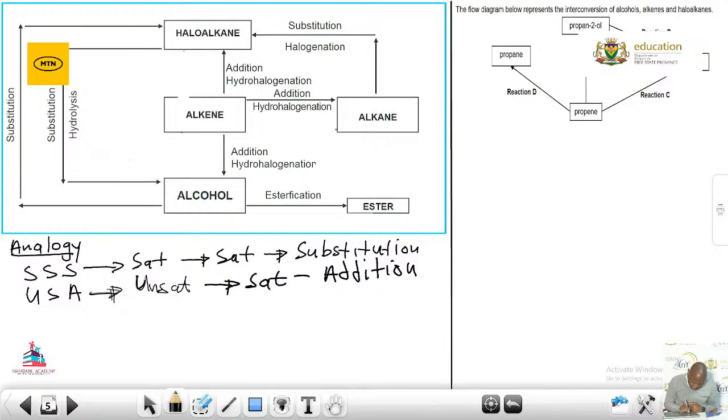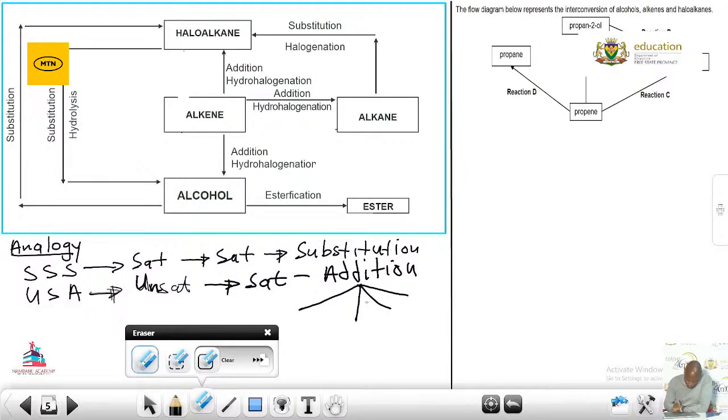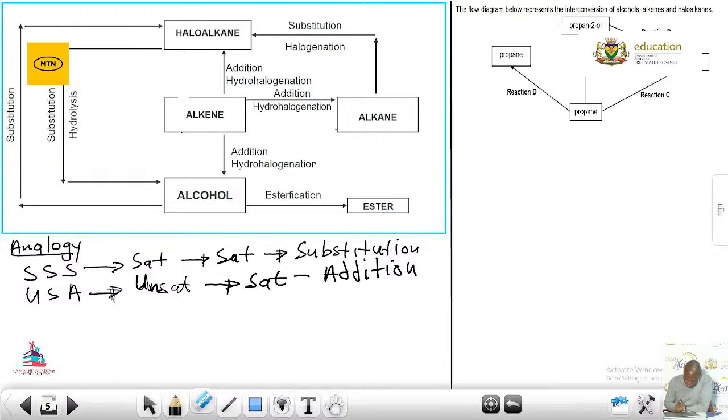Because with that, everything sits well. The question comes when we have to explain the different types of additions that we have. But the mere fact that we are on the right track of knowing that we are working with addition makes it easy for us to choose which one is going to be more relevant according to the information that is given. So I am going to apply this analogy to the diagram above.